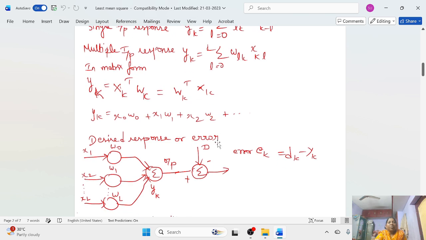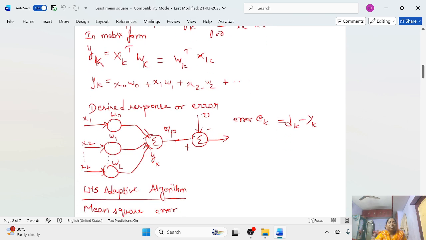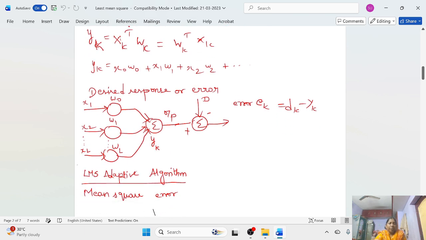Now if you see in this LMS adaptive filter, the set of inputs x1, x2, up to xl is multiplied by the weights, and these products get added in the adder, and you get yk as the output. That is called the actual output. Now we have a subtractor here. There are two inputs to the subtractor.